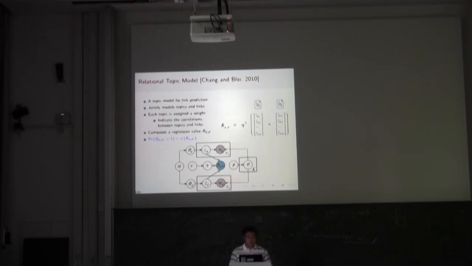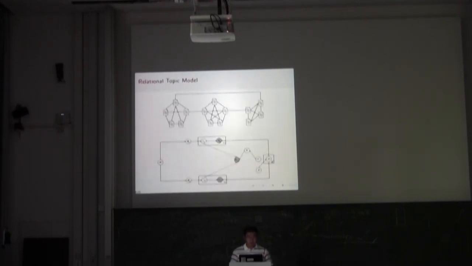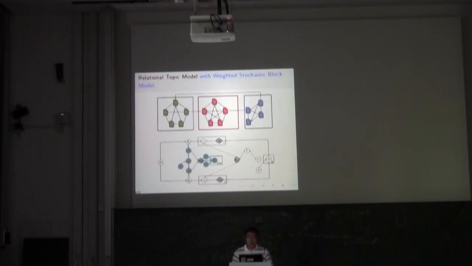Okay, so next I'm going to talk about our model named LDH-RTM. As the model is quite complex, I'm going to focus on this example document network to show how our model works, but I'm still keeping the graphical model below just for your reference. So the first thing we want to do is to dig deep into the information in the link structure. So we first embed the weighted stochastic block model into the relational topic model framework.